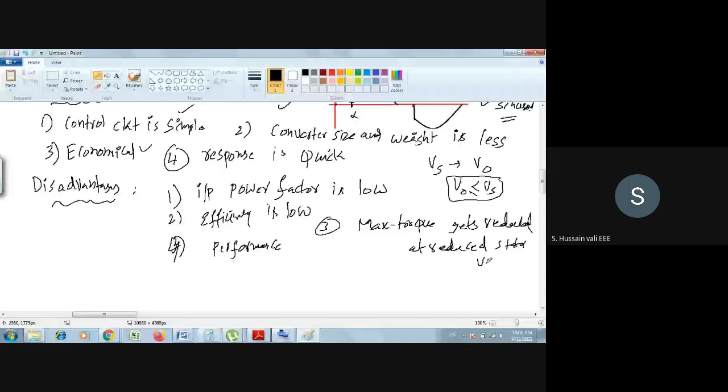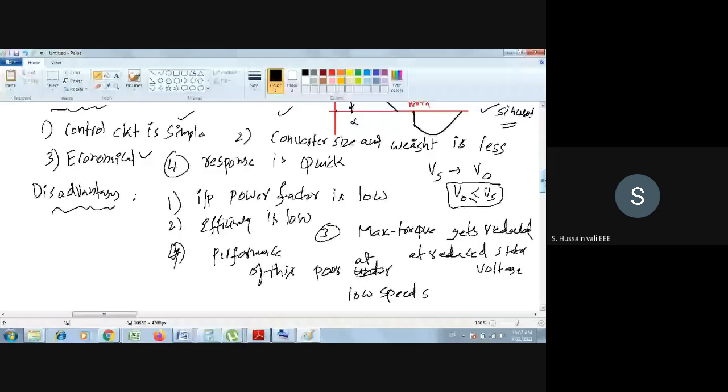The fourth one is that the performance is poor under low speeds. So the performance of this system is poor at low speeds. Why is it so at low speeds? At low speeds, why are you going for low speeds first of all? Because the stator voltage is less.